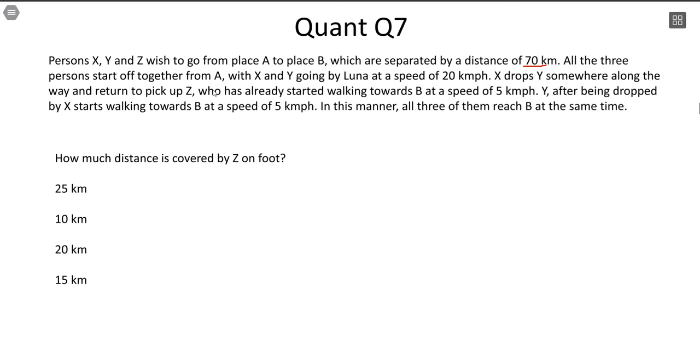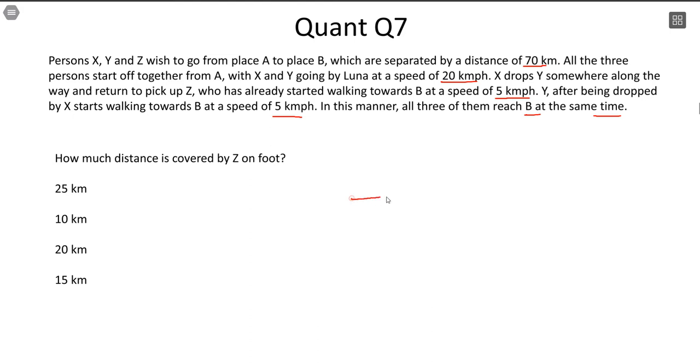All the 3 persons start off together from A with X and Y going by Luna at a speed of 20 km per hour. X drops Y somewhere along the way and returns to pick up Z, who has already started walking towards B at the rate of 5 km per hour. Y, after being dropped by X, starts walking towards B at the speed of 5 km per hour. In this manner, all 3 of them reach B at the same time. Now, final question is, how much distance is covered by Z on foot?